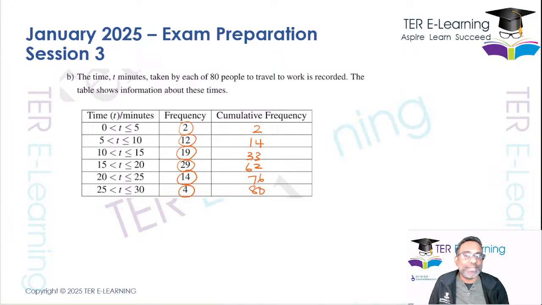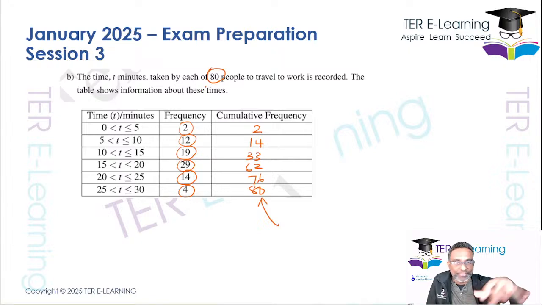Now, whenever you're trying to complete a cumulative frequency table, if this last number here is not equal to the total number of whatever they're talking about, then you have a problem, right? It means there's a mistake somewhere, right?